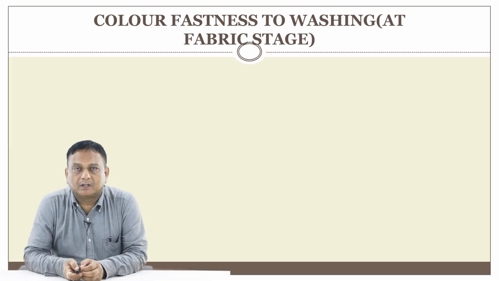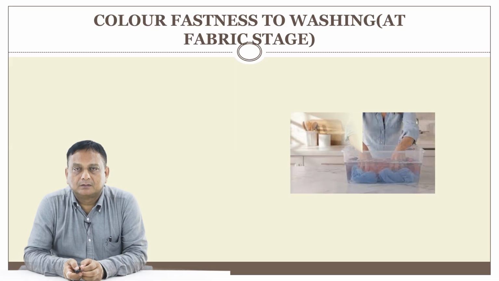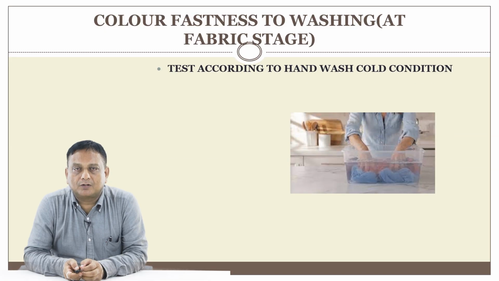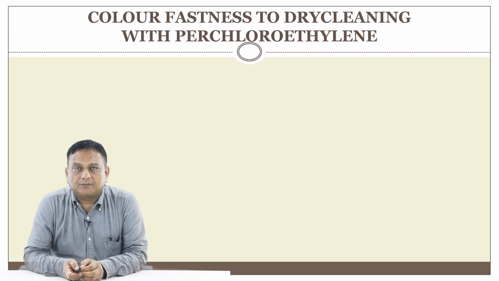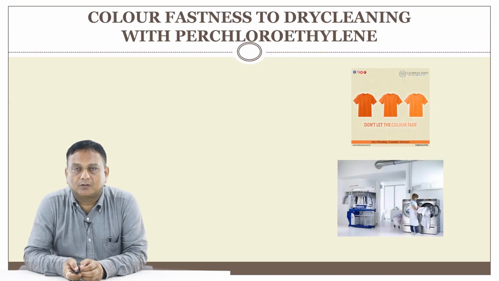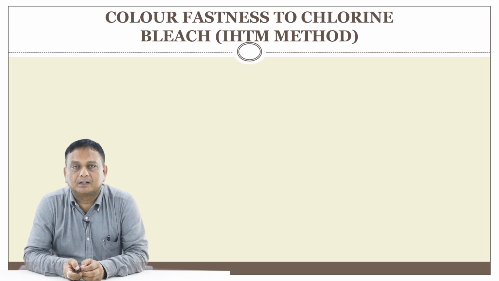Colorfastness to washing at fabric stage is important: whether there is a color loss in the garment according to hand wash cold conditions. Colorfastness to dry cleaning with perchloroethylene is important when dry cleaning only symbols are there. So the case which is shown here, it is not acceptable. So colorfastness properties must be maintained. Okay, good colorfastness should be there.